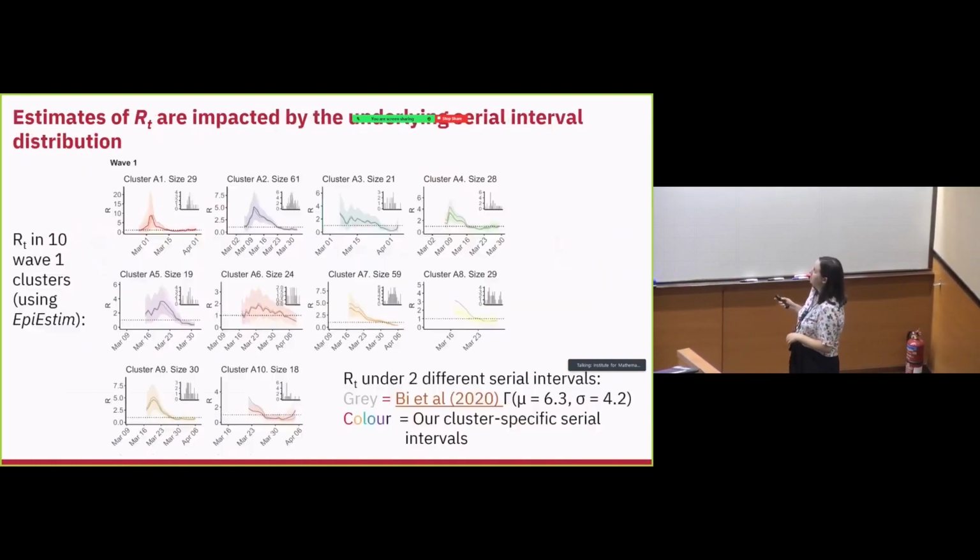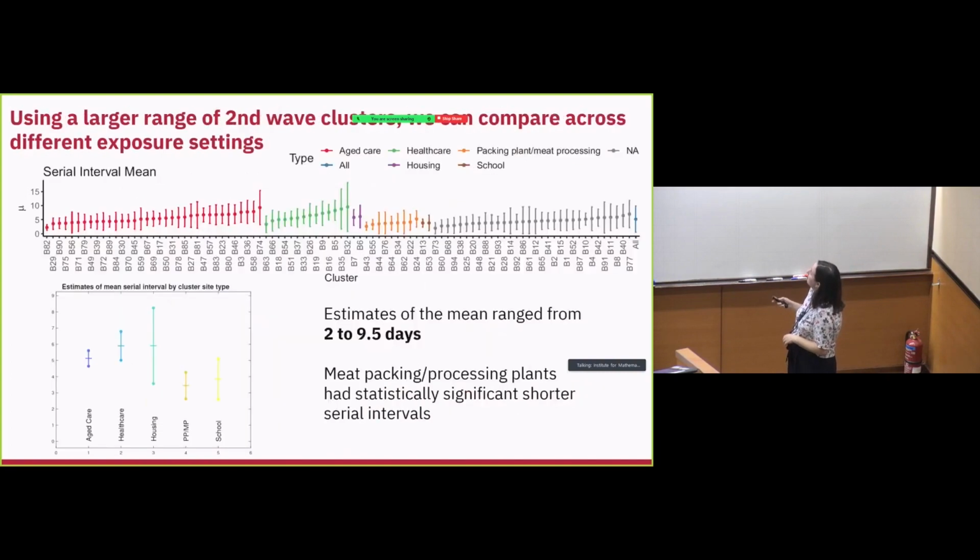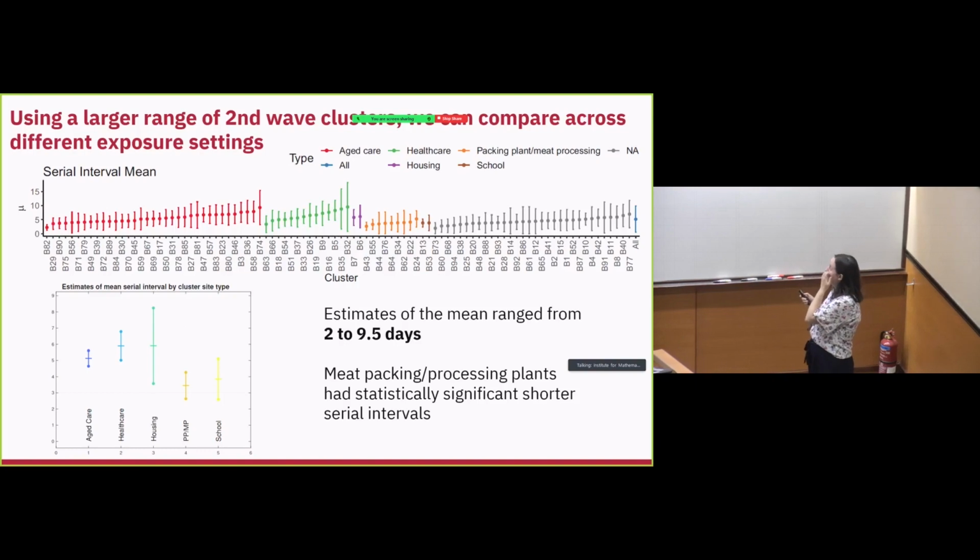So here I've expanded out to look at 94 different clusters of COVID-19, most of which can be categorized into these different types. So aged care, healthcare, housing, schools, packing and meat processing plants, and then a bunch of ones in gray here that didn't really fit nicely into one category.